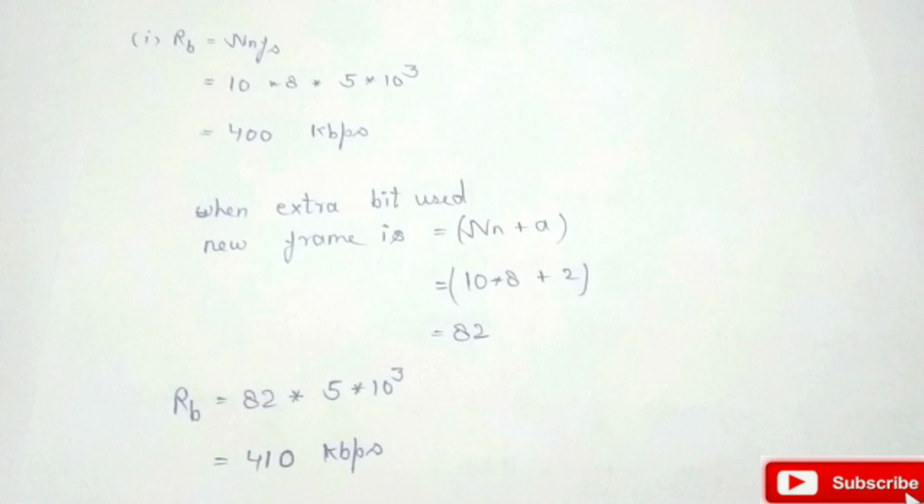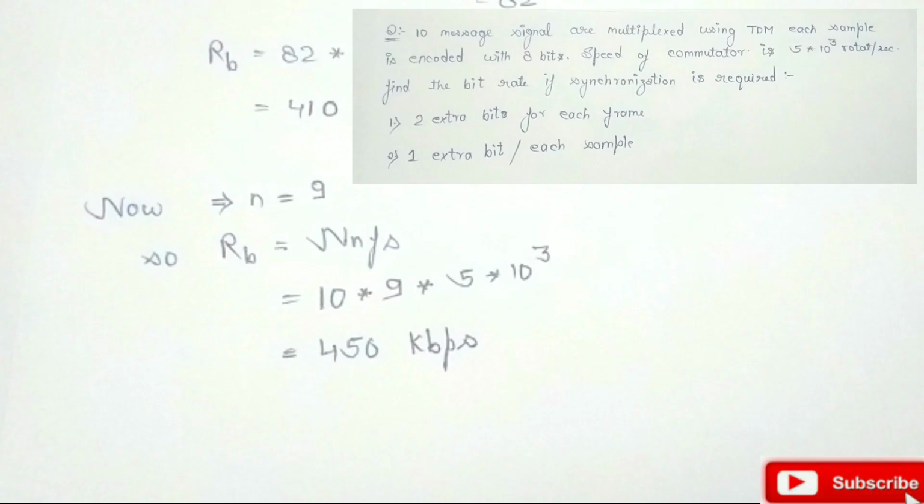When we use extra bits for the synchronization, then the new frame is N n + A, and we know that 2 extra bits for each frame are sent. So when we put the values, we find it as 82 and we find R_B as 410 kbps. Now in the second point, it is saying that 1 extra bit for each sample. Previously each sample was encoded with 8 bits, but now there is 1 extra bit for each sample. So the small n changes to 9 and we find R_B by putting the values in N n F_s and we get the value as 450 kbps.